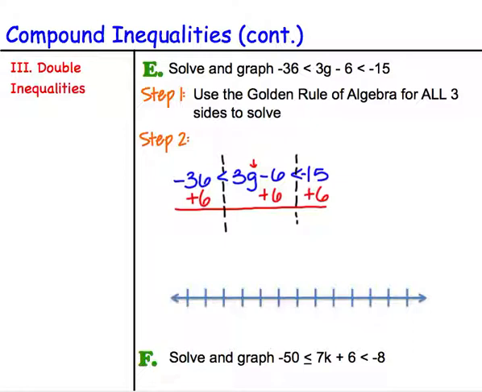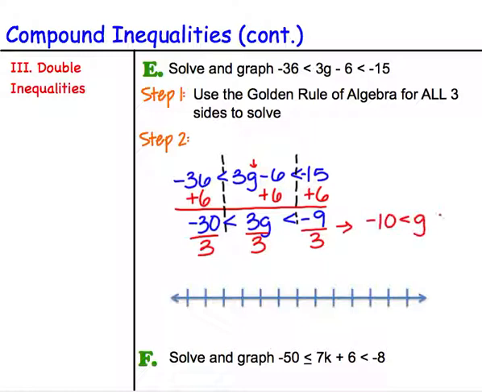So now when we take negative 36 plus 6, that's negative 30 is less than 3g is less than negative 9. Now I need to divide by 3. So I'm going to divide by 3 here, divide by 3 here, and divide by 3 here. What that's going to result in is negative 30 divided by 3 is negative 10 is less than g is less than negative 3.